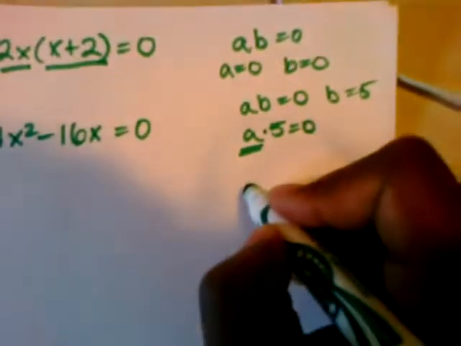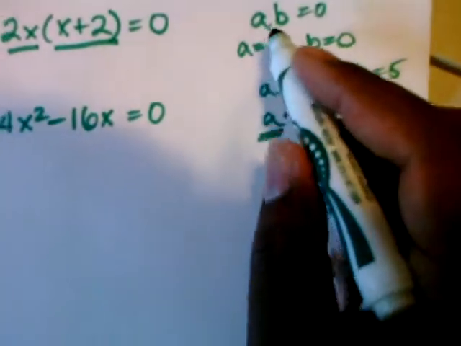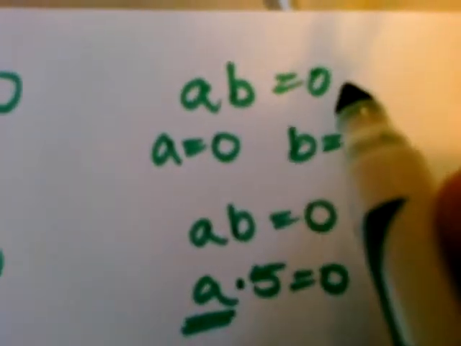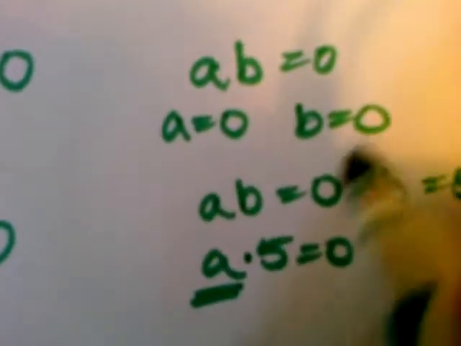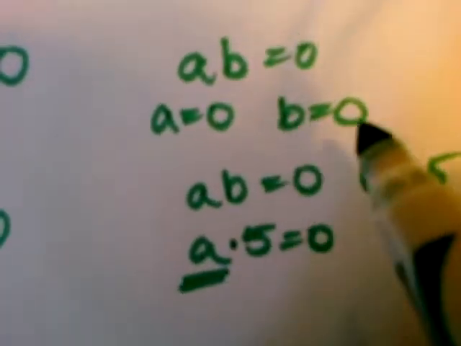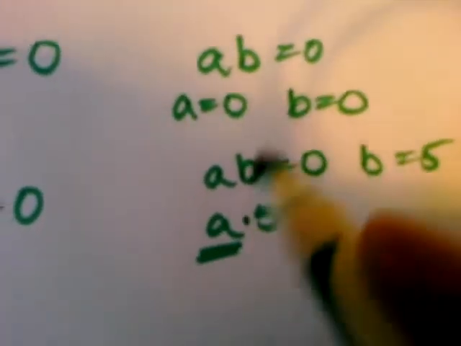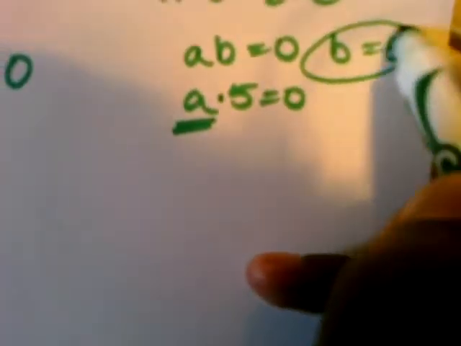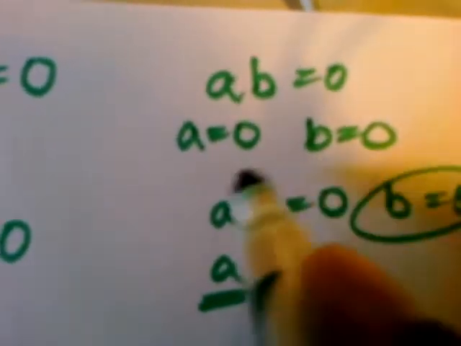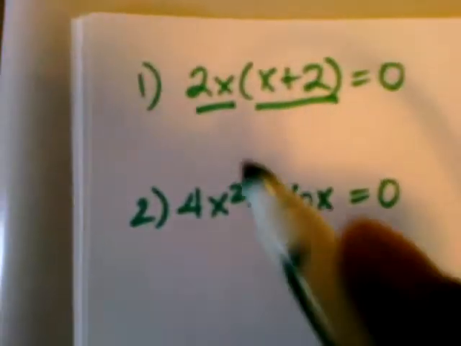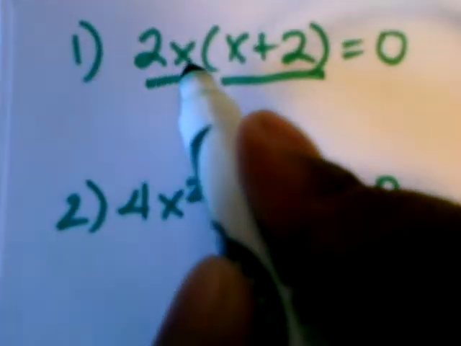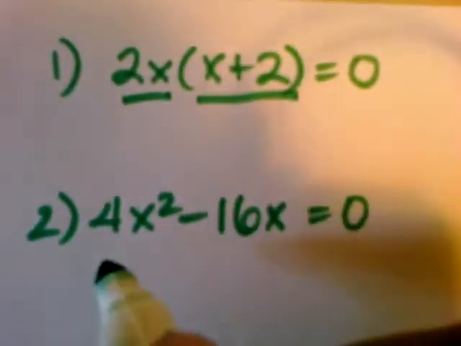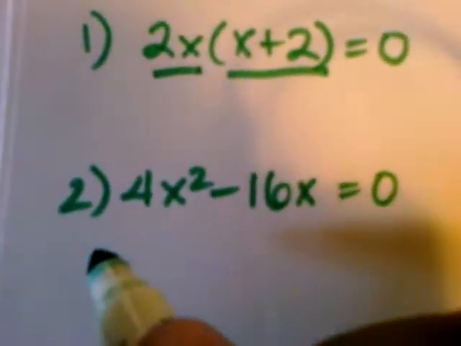So in the zero product property, it states if a times b equals 0, then either a or b must be 0, or both of them are going to be 0. In this example, we knew what b equaled, right? But in this example, we don't know what a or b equals, so we assume that both of them are equal to 0. And that's what we'll do here. We don't know what 2x is, and we don't know what x plus 2 is, mainly because we don't know what x is. So we're going to set both of these factors equal to 0.